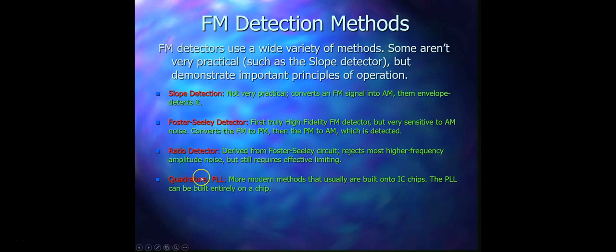So these two methods of FM detection can be used, and these are the modern types of methods which are built on IC chips, and PLL, which you're going to see, can be built entirely on a small chip. So let's go ahead and see how the circuit looks for the slope detection method. You see here a slope detection method, and in this the input signal is basically fed from here.